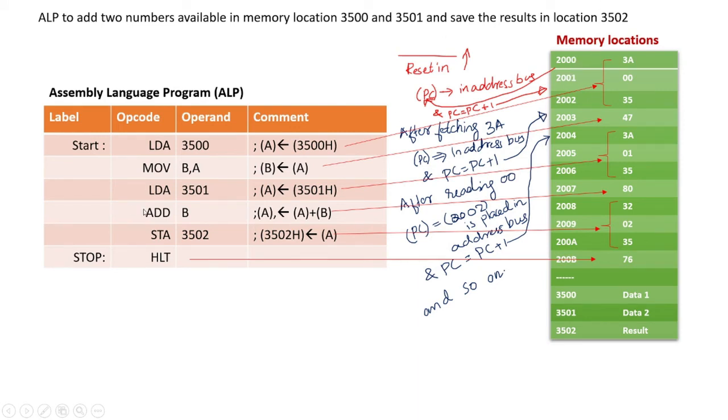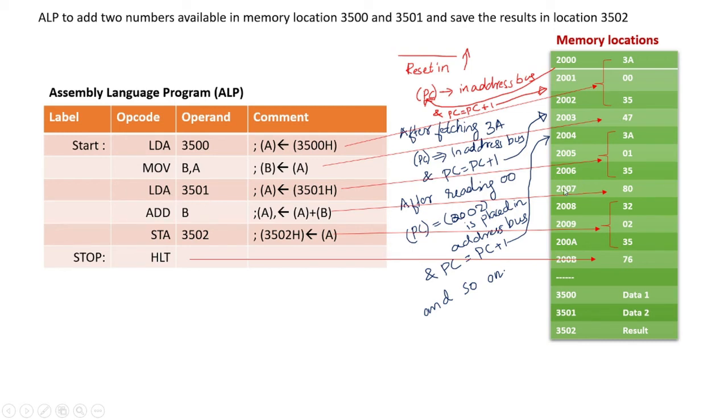Say the machine code of this program is saved in locations starting from 2000. 2000 contains the opcode of LDA. It is to be noted that in order to save the machine code of LDA 3500, it requires 3 consecutive memory locations, so starting from 2000 to 2002. The next location is 2003. There we will save the opcode corresponding to MOV B, A. Then the next location is 2004. Starting from 2004 to 2006 is the memory space corresponding to the LDA 3501 machine code.